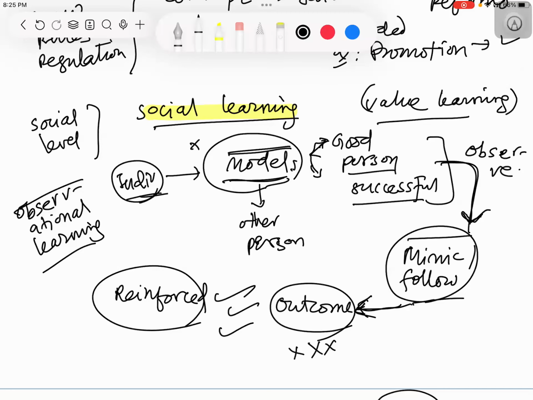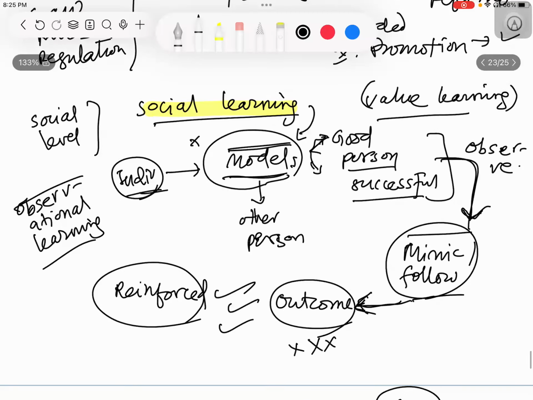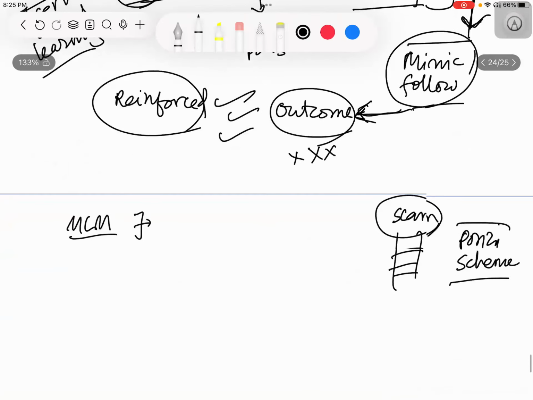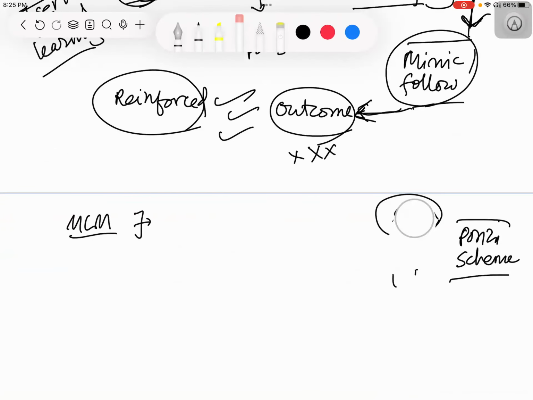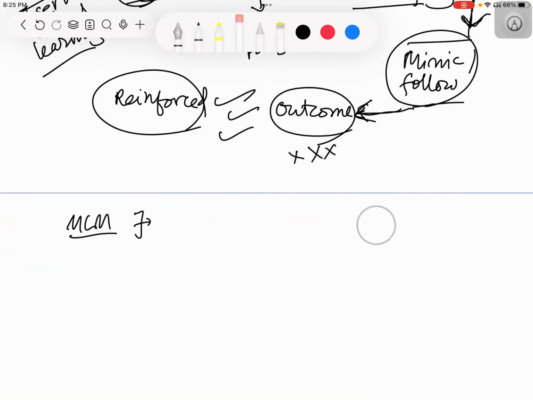Now my point is, observe the core of social learning, which is modeling. Now they will show that look, this person was even poorer than you, and how is he successful today by doing this kind of chain thing. So you also do this, you will also become successful.